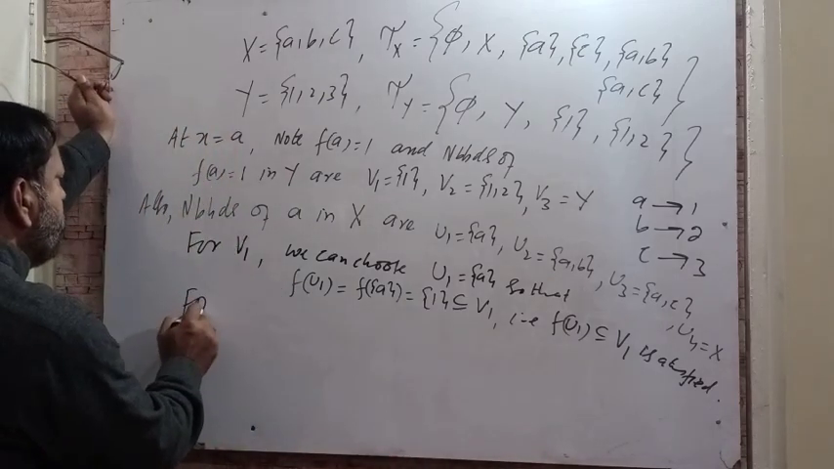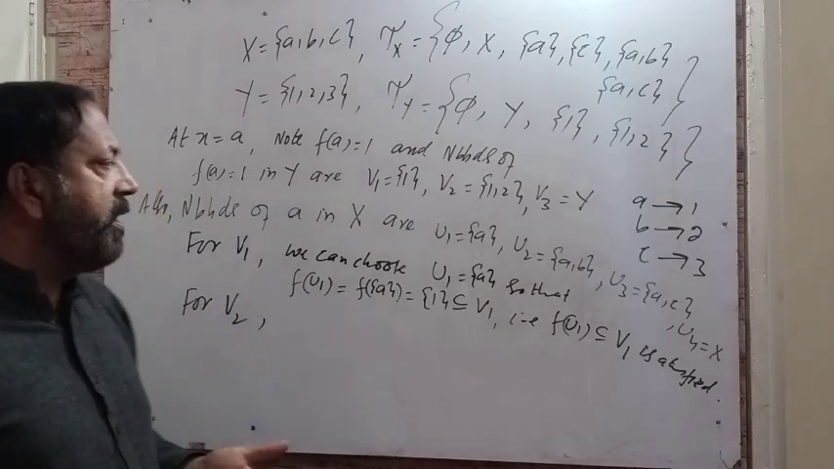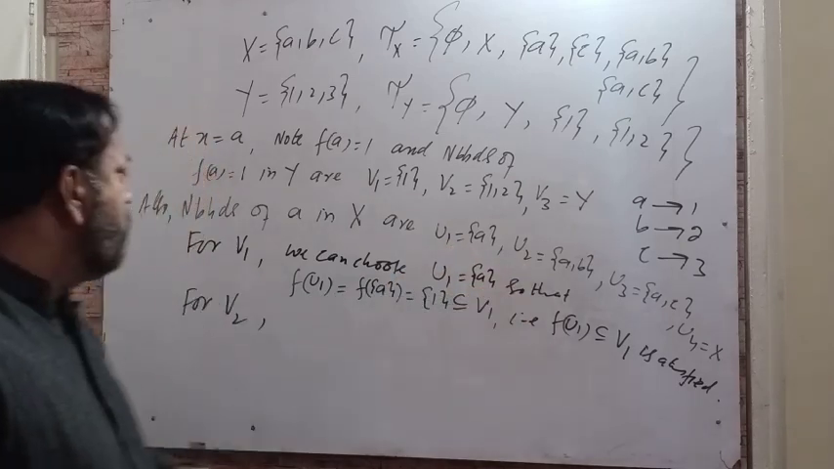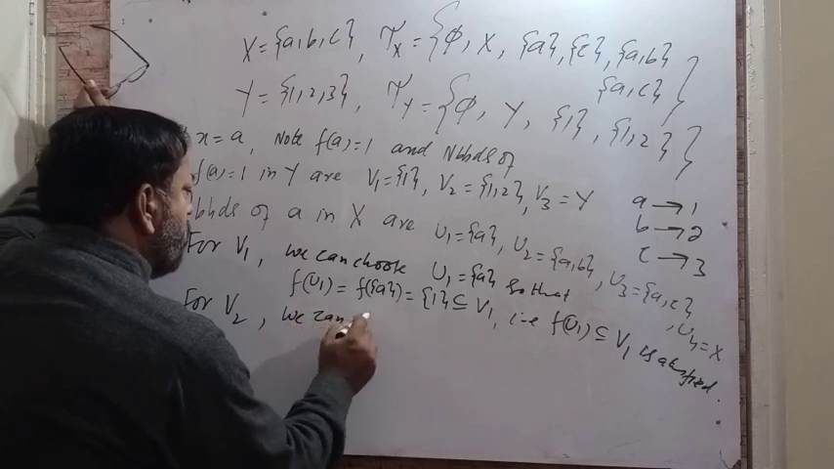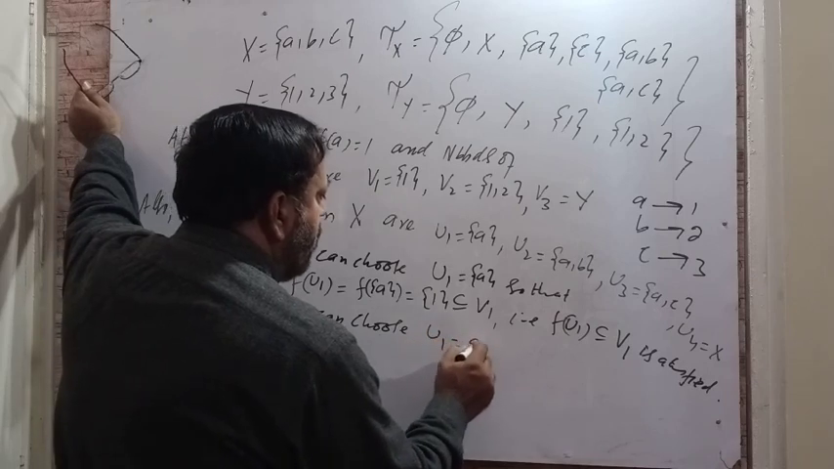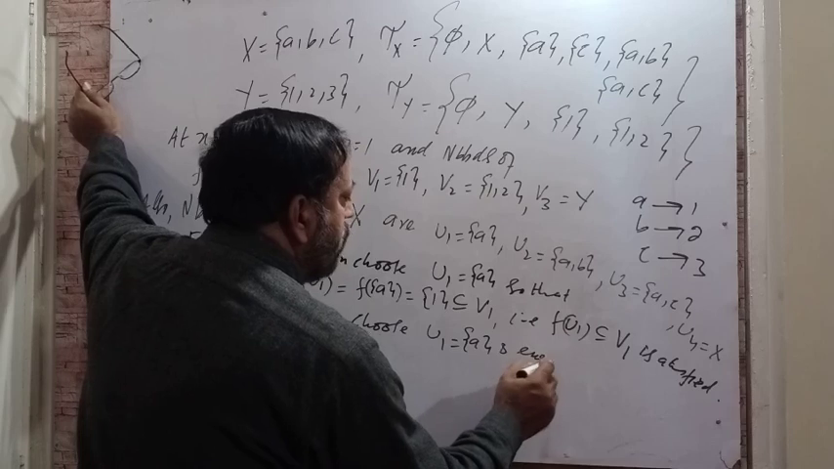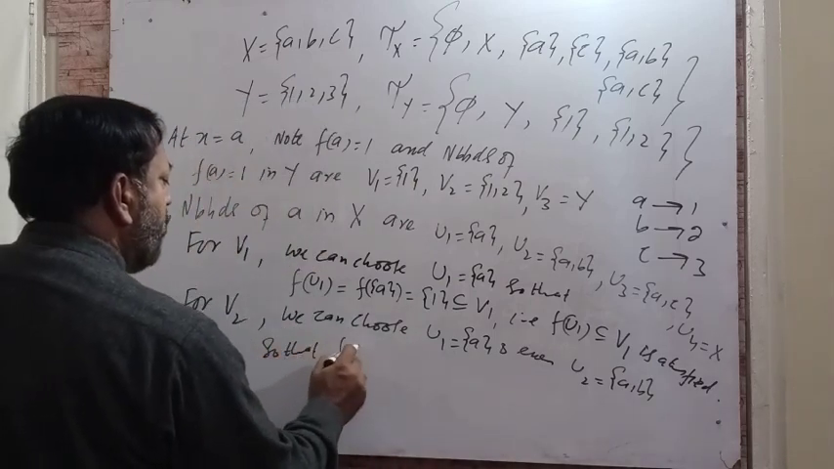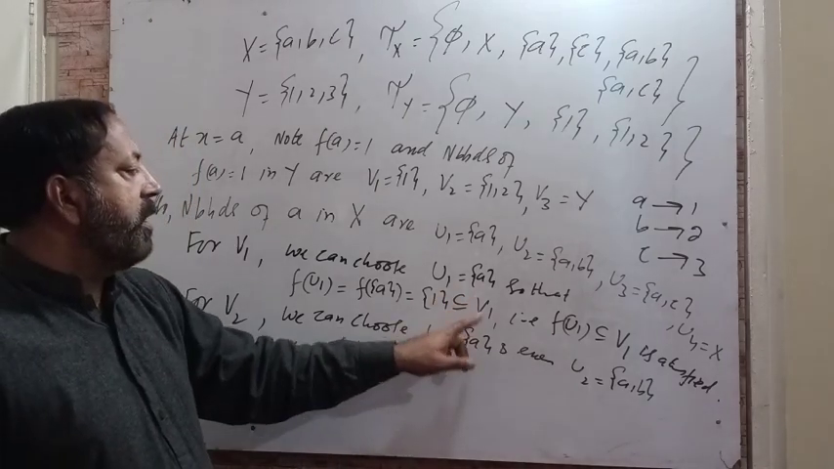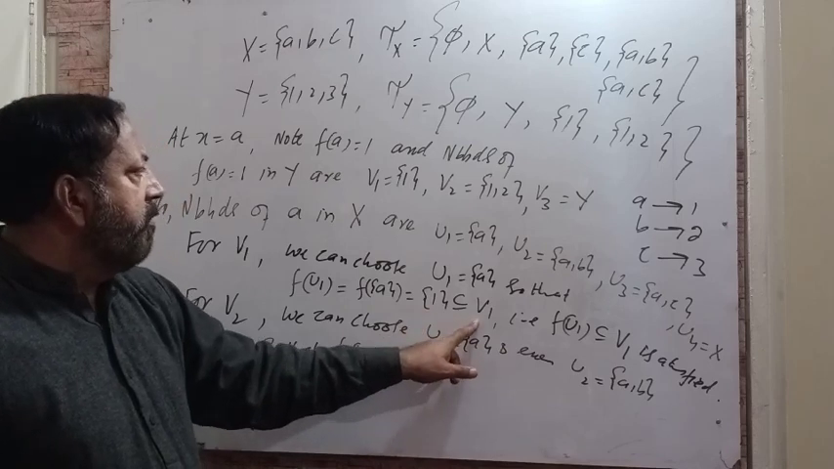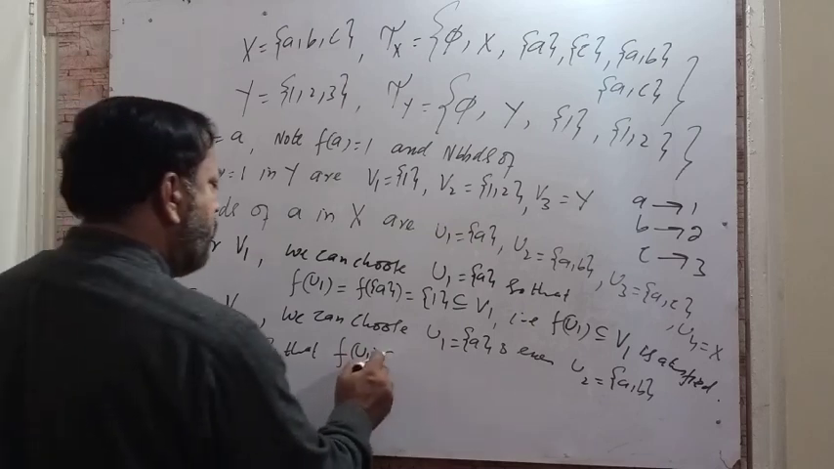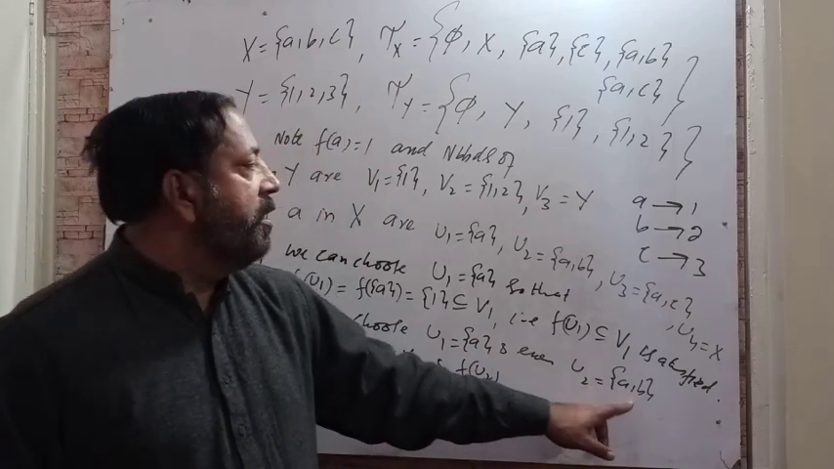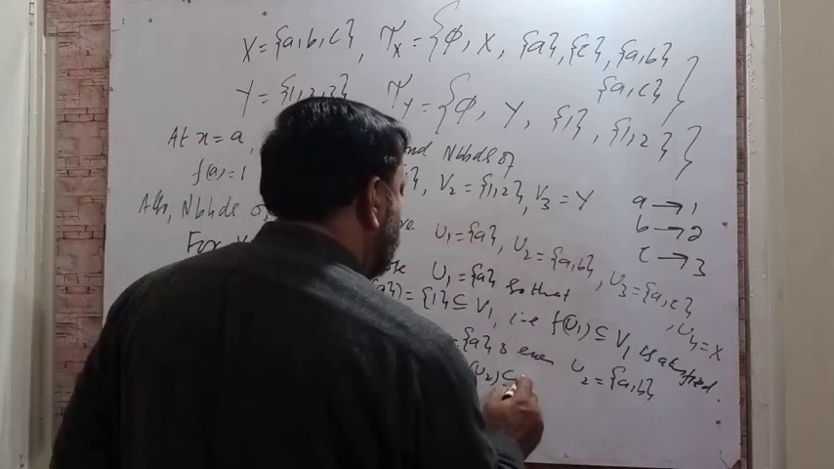For V2, it is very clear that V2 is equal to {1, 2}. So which neighborhoods can survive? U1 can survive, U2 can survive, right? So for V2 we can choose U1 equal to {a} and even U2 equal to {a, b}, so that f of U1, you already know that this is in fact {1}, is contained in V2. Yes, {1} is contained in V2. And f of U2? U2 is {a, b} and f of U2 is equal to {1, 2}, and {1, 2} is contained in V2. Yes, this one is satisfied.